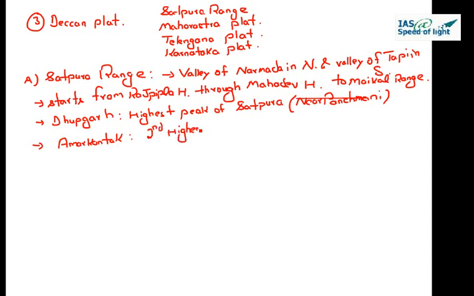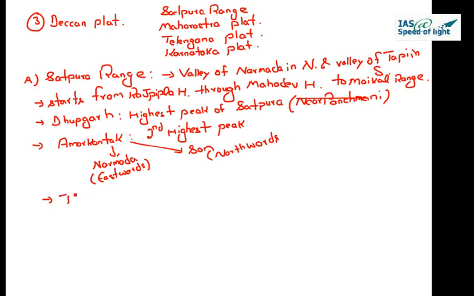And if you remember the mnemonics we did for the Narmada, it was the transcenders. So the origin was Amarkantak, the second highest peak, which is the source of Narmada river and the Son river. This flows eastwards and this flows northwards. We have the origin of Tapti river eastward from Mahadev Hills. Okay, so these are all things we need to remember for Satpura range.